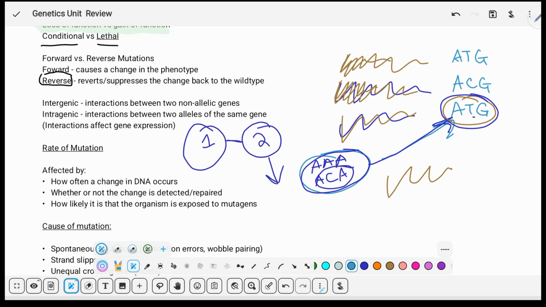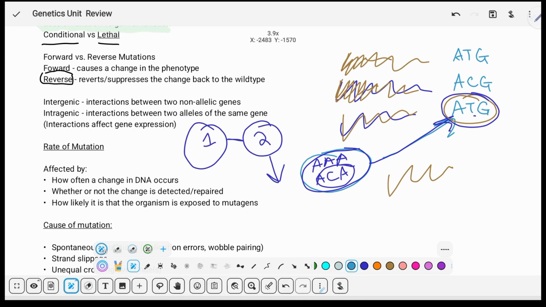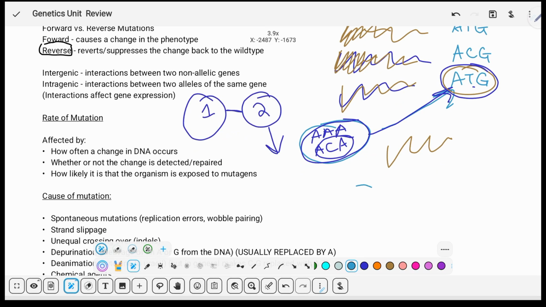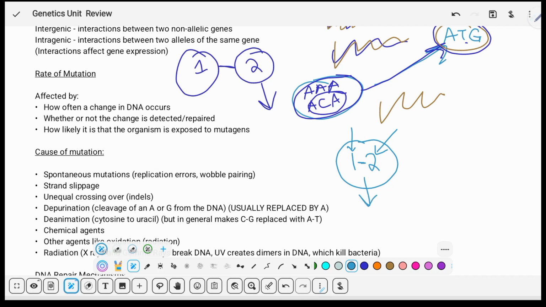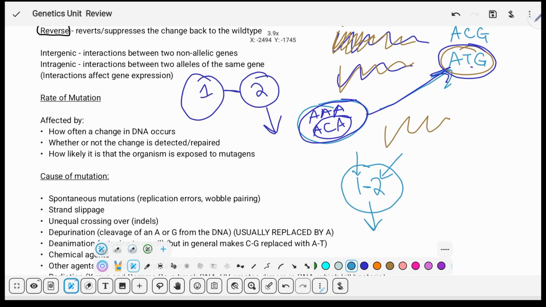Intragenic means interactions between two alleles of the same gene. So we have one gene and then we have two alleles in here. This one says white hair, this one says blue hair. And they interact and maybe they create light blue hair. That would be an intragenic interaction.